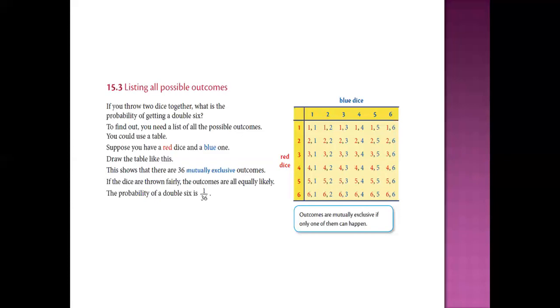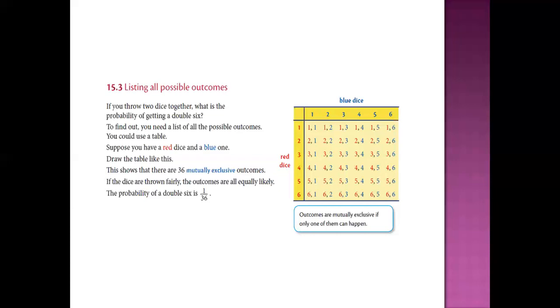Actually, when you throw one dice, the probability of any number, of course, from 1 to 6, is 1 over 6. For example, the probability of 4 is 1 over 6. Also, the probability of 5 is 1 over 6 when you throw only one dice. But here, when you throw two dice together, and of course fairly, what is the probability of getting double six or double fours?